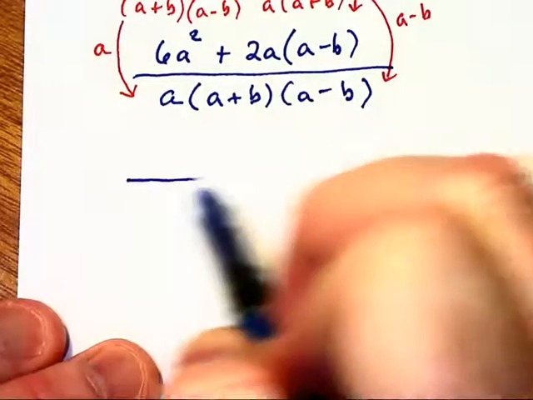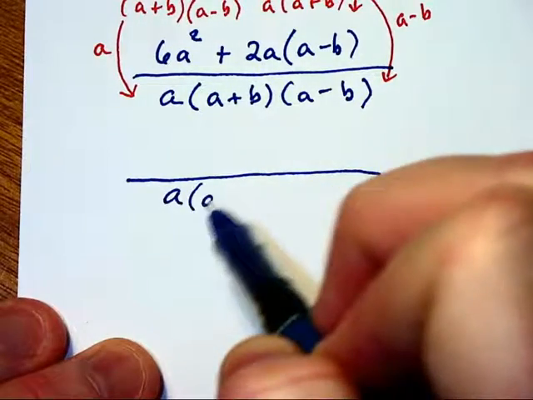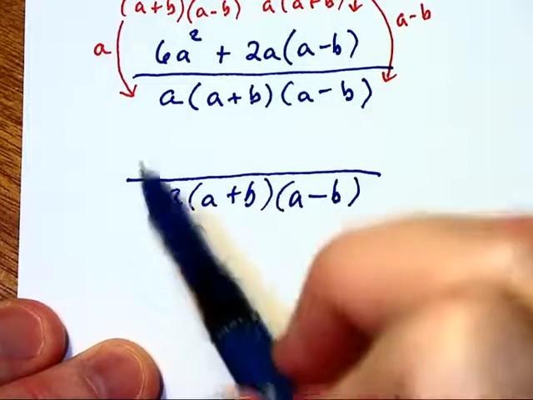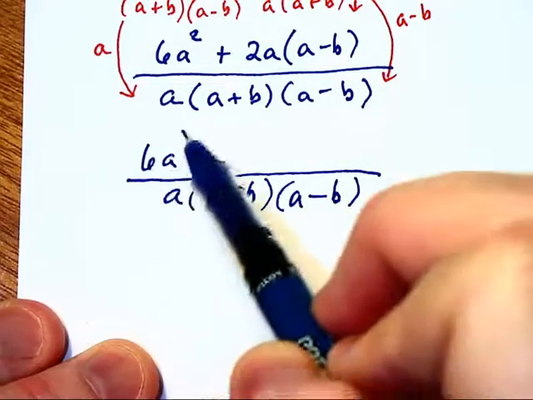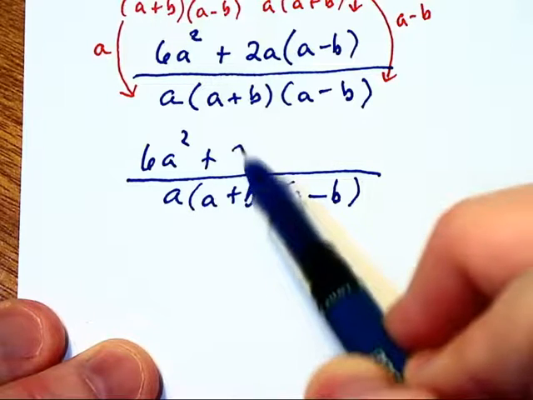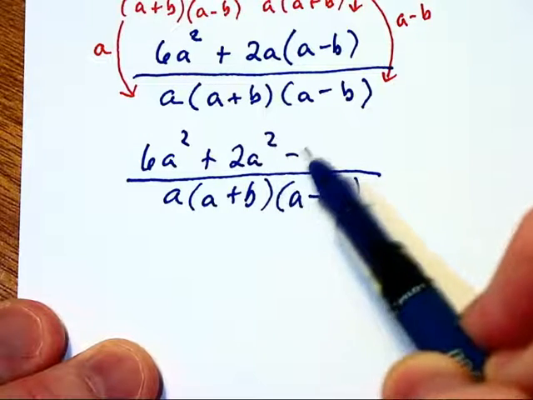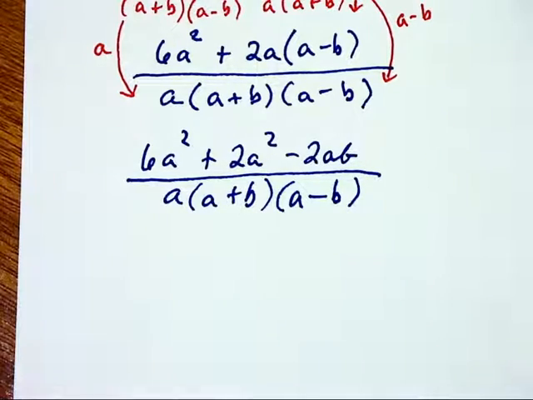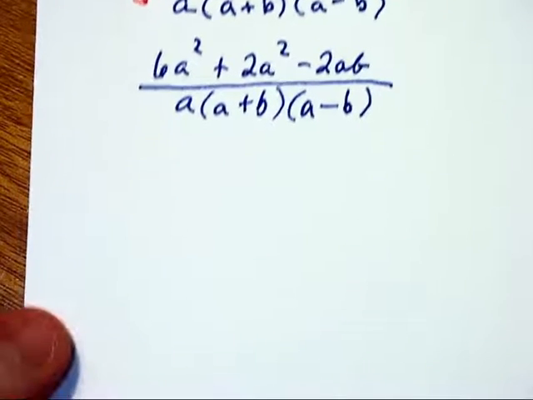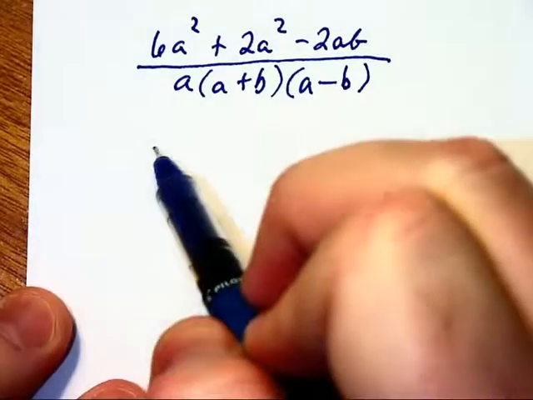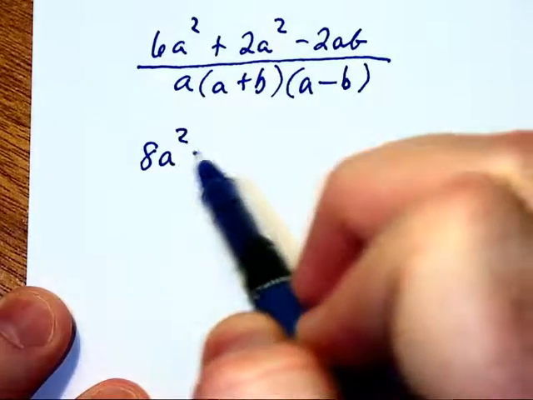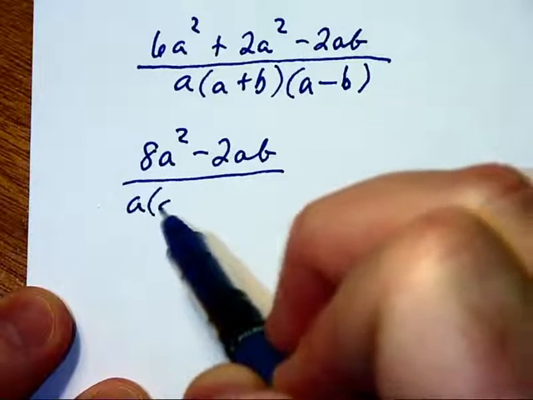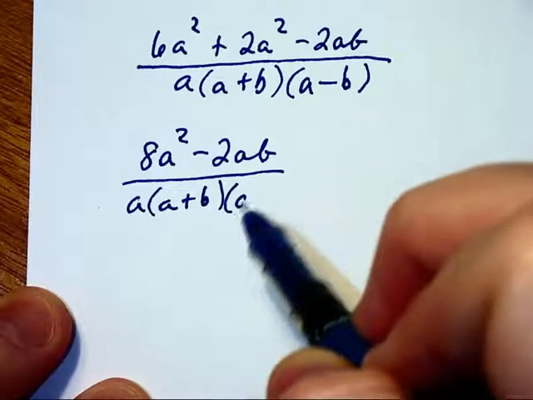What we want to do is just rewrite our common denominator all over again. Just keep bringing it down line by line. And the numerator we can do some distribution with. 6a squared plus 2a squared minus 2ab. Well, you can see as I can that we have like terms that can be combined, and so the numerator will become 8a squared minus 2ab over this common denominator, which I will keep rewriting.